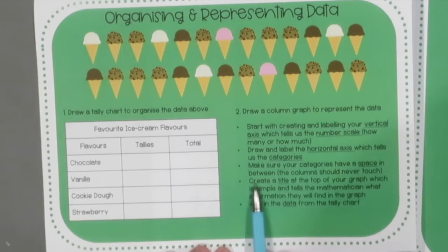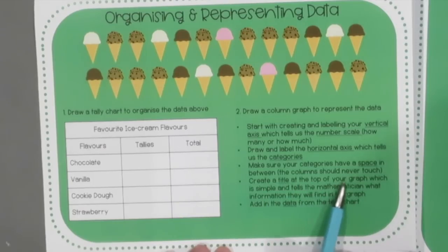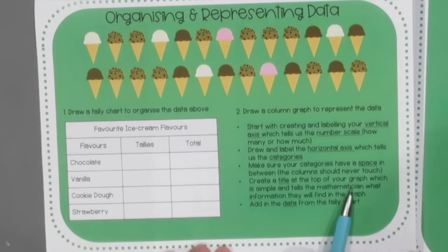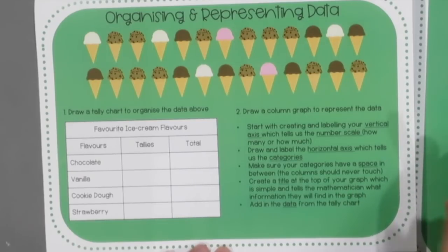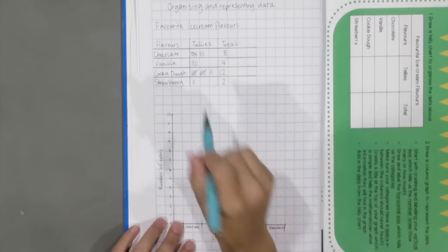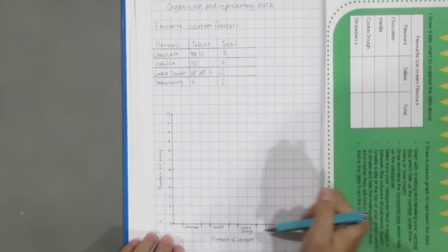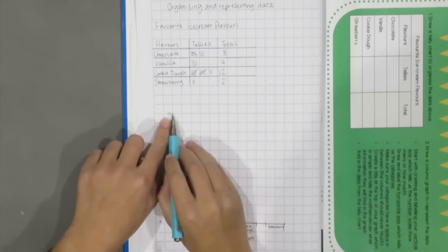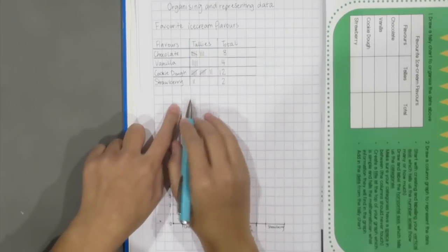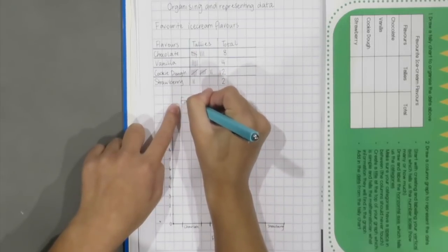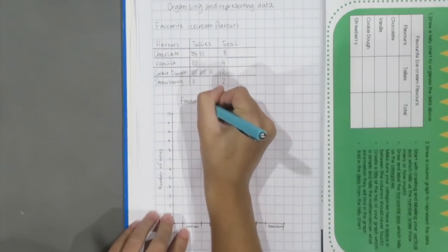Step number 4, create a title at the top of your graph, which is simple and tells the mathematician what information they will find in the graph. Now we've been very lucky, we've already been given a title. This column graph is going to be about our favourite ice cream flavours. So at the top, make sure you don't put it near the 12. I'm going to put it the next space up. The title of our column graph is called Favourite Ice Cream Flavours.